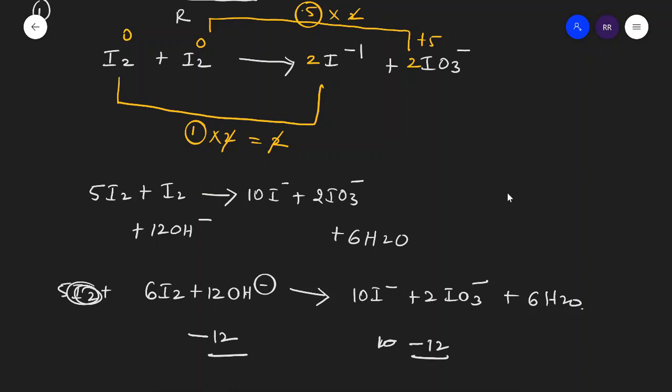And apart from this, we can easily use some tricks to do this. So in the next video, we'll discuss more working examples on this redox reaction balancing.